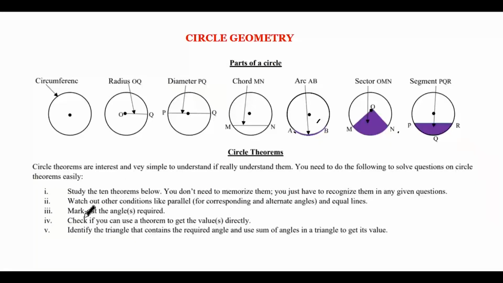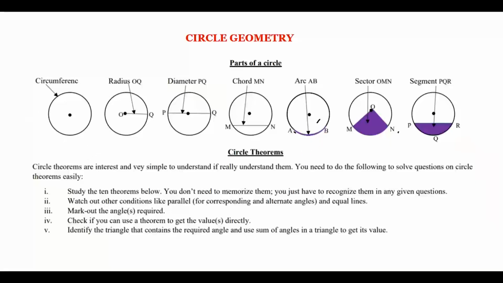And the fourth thing you should do is to check if you can use a theorem to get the value or values directly without any calculation. If it is impossible, then you identify the triangles or the quadrilateral, or basically quadrilateral and triangles, where the required angle falls into. That makes the work easy for you. So these are the steps you should take.